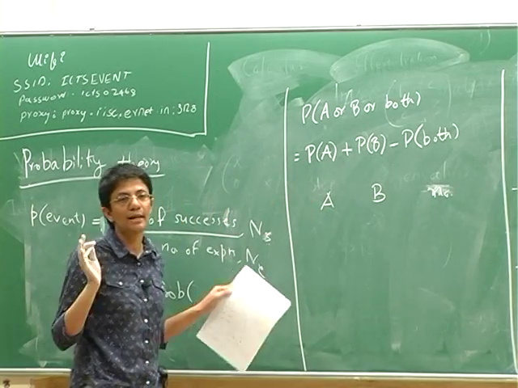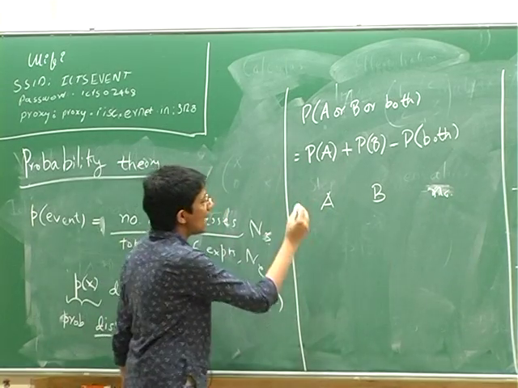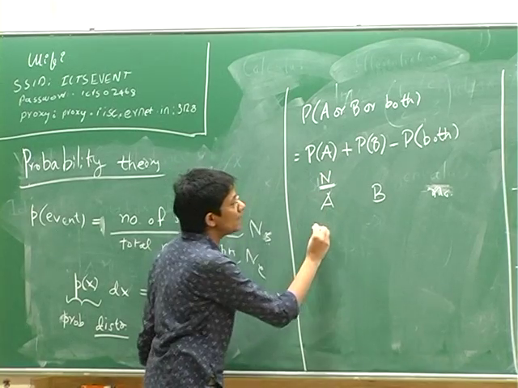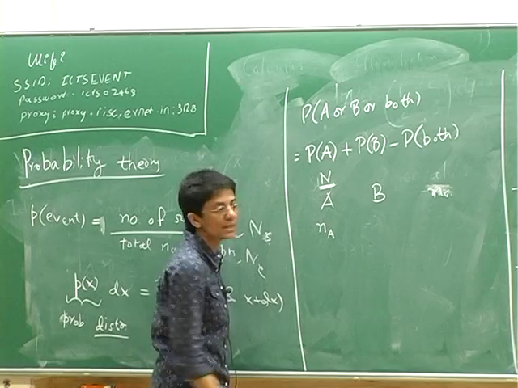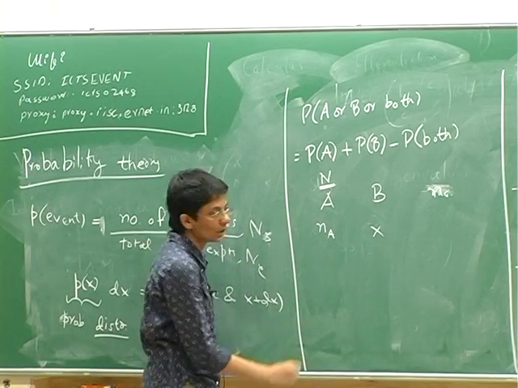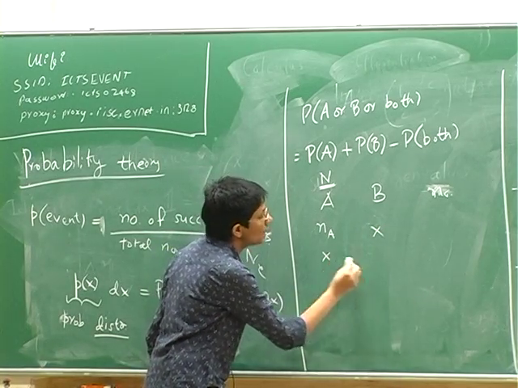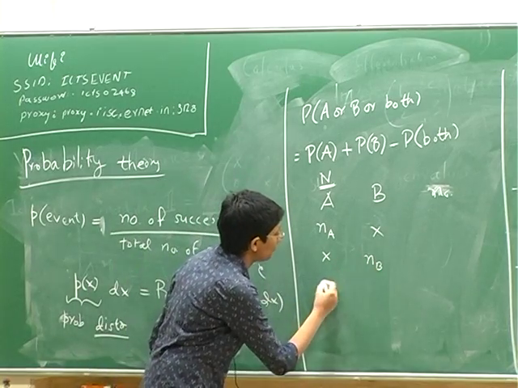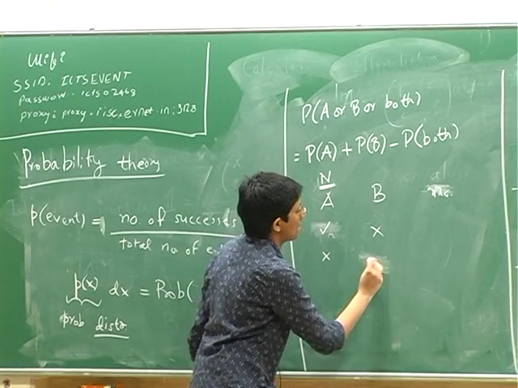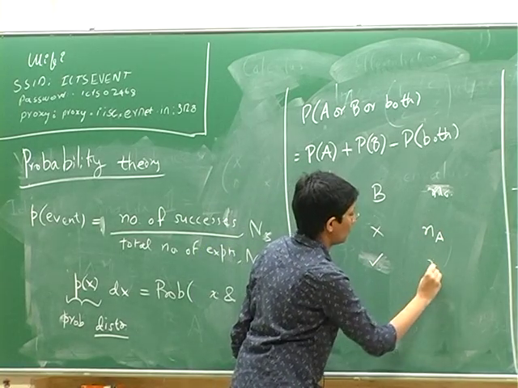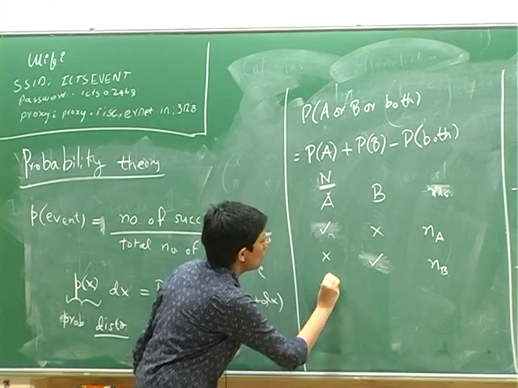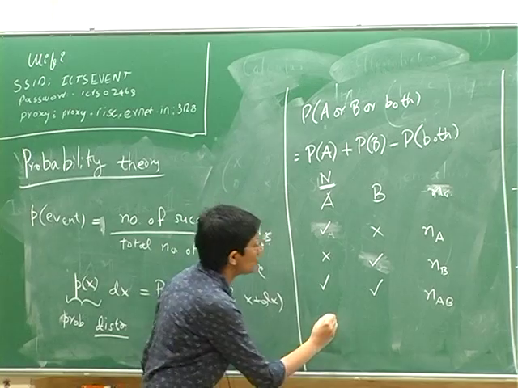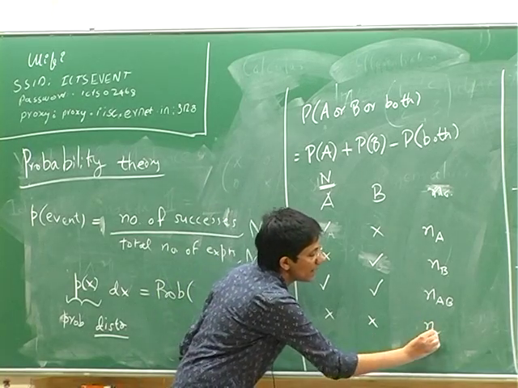Suppose I do an experiment and I have 2 outcomes, A and B, and I do this experiment n times. What can happen? Either only A comes any number of times and B doesn't come, or A doesn't come and B comes some number of times, or both A and B come, and that number is N_AB, or none of them happen, and let me ignore that.